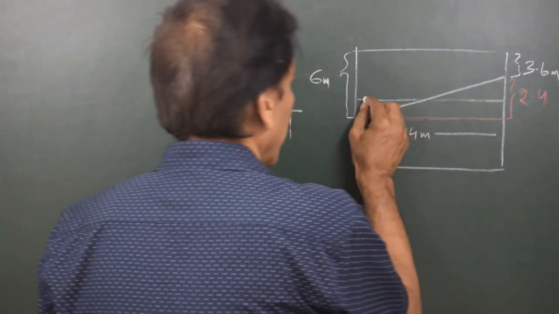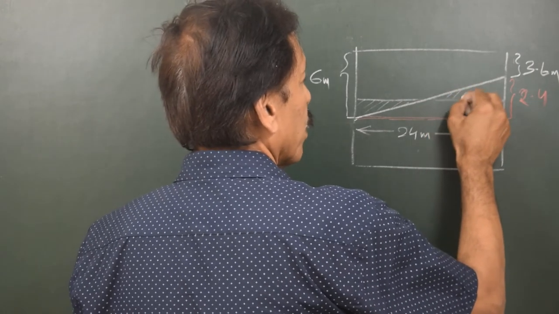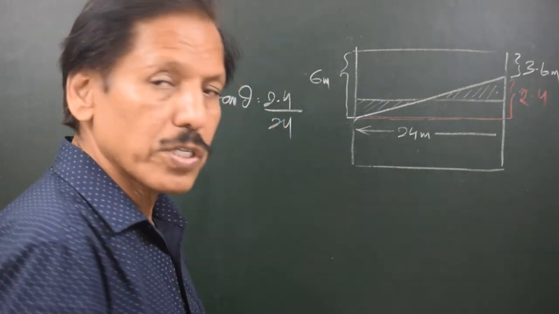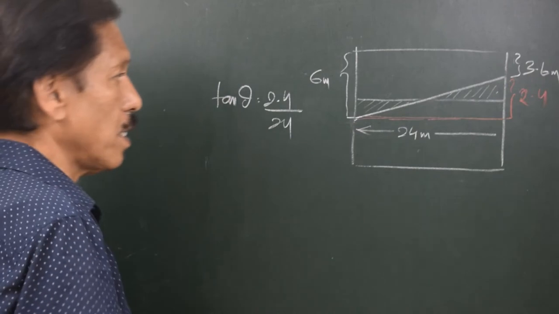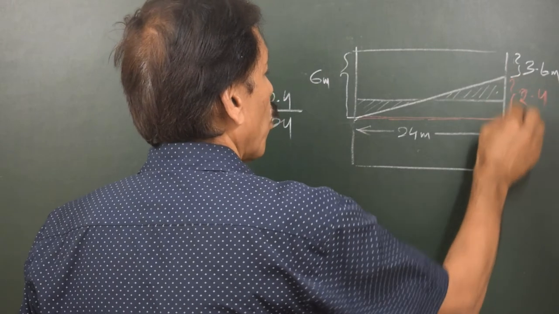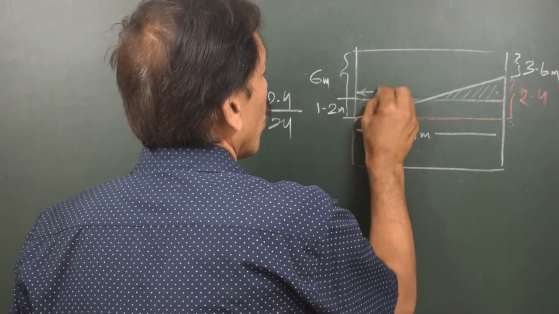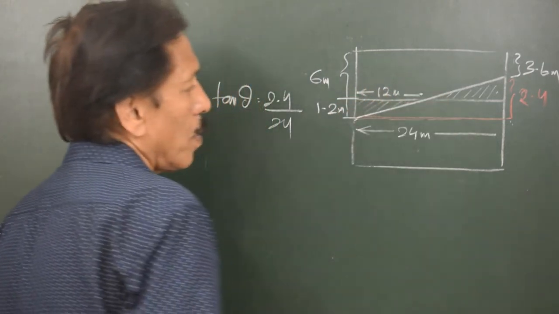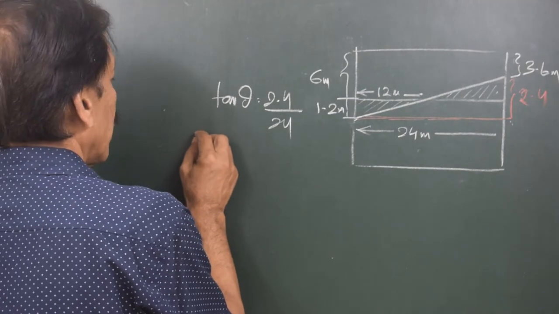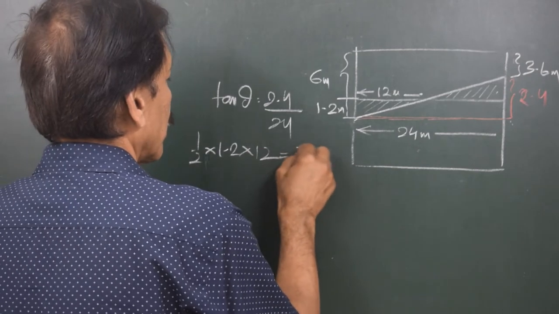If you see this diagram, it looks like this particular wedge of the grain has shifted over here. So you can clearly see that when we talk about the transverse movement of the grain, transverse shift of the grain, grain not only shifts sideways, it shifts upwards also. If this height is 2.4 meters in the triangle, from here to here it should be 1.2 meters. From here to here it is 12 meters. So you can find out the area of this triangle. Area of this triangle is half into 1.2 into 12. That is 7.2 meters square.